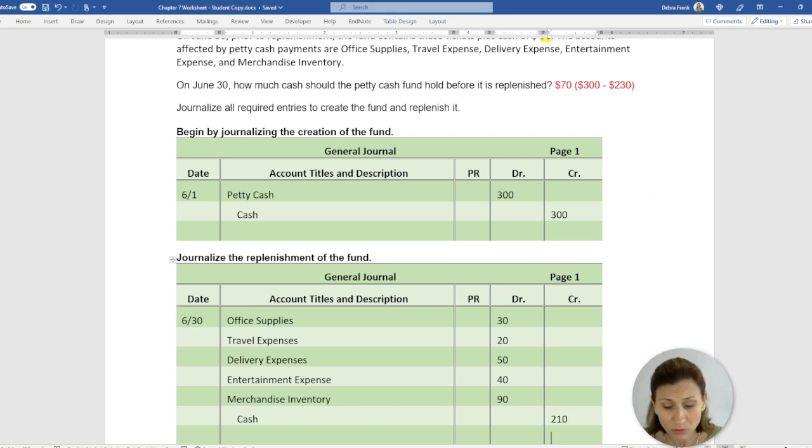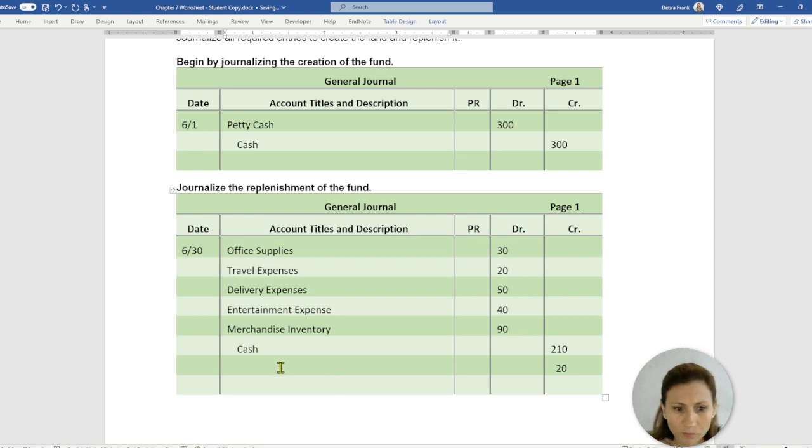Some people will teach, oh, this is your plug, so your debits equal your credits. And then the plug is a new account. Let me scroll this up a little bit so you can see everything. We're going to categorize this into a new account called cash short and over. So you can call this your plug entry. A lot of people teach this way.